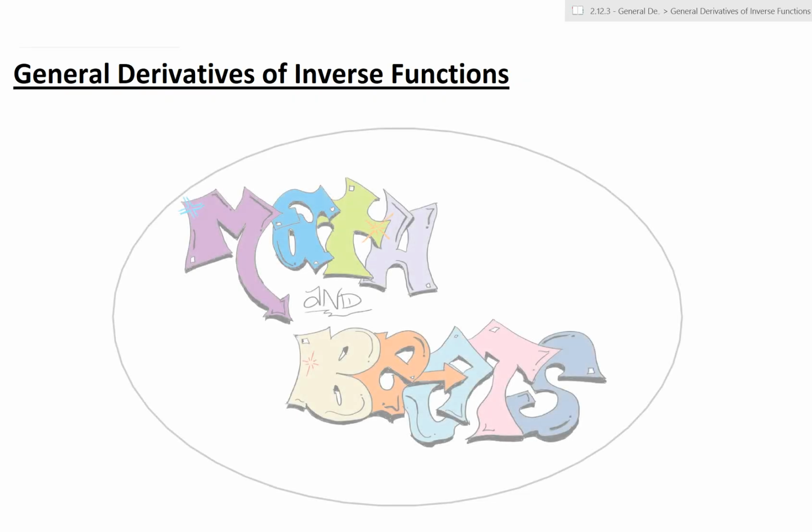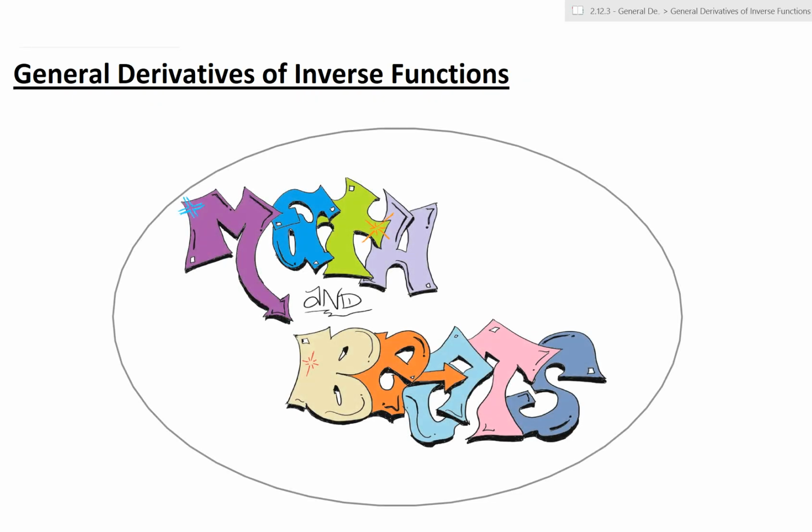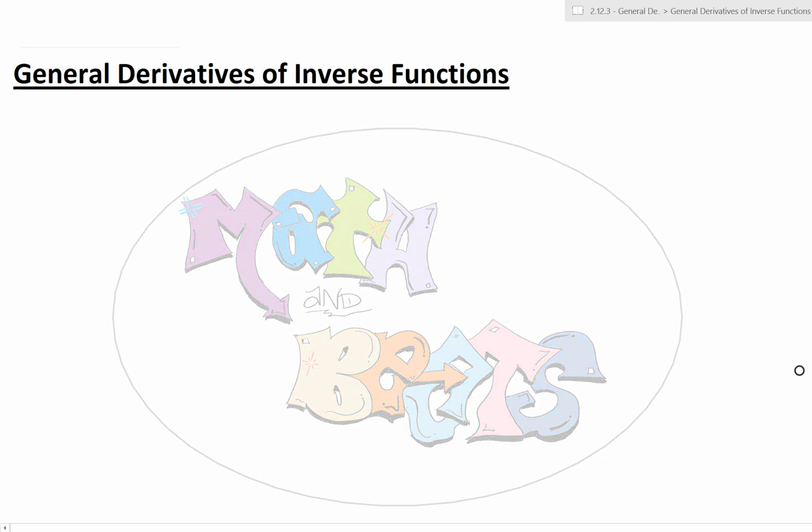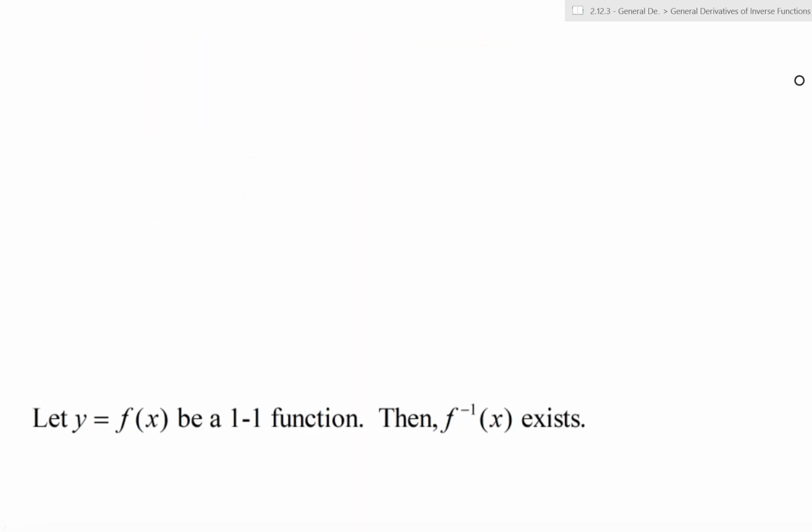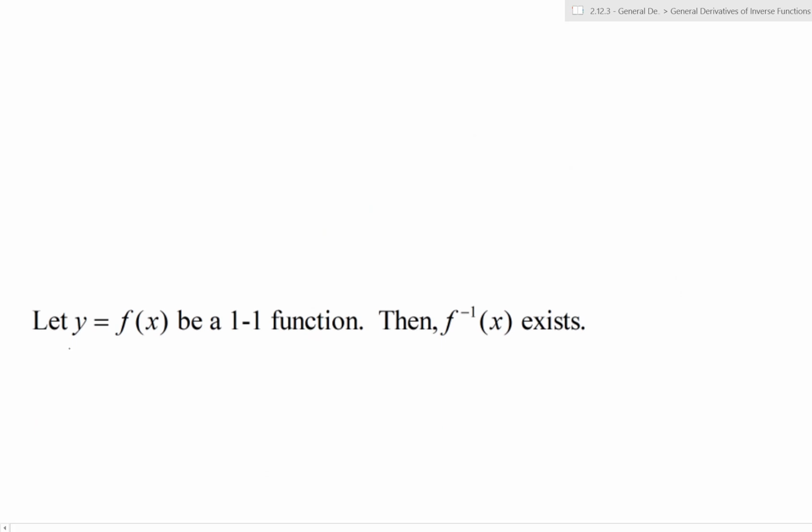Math and Beats. In this video, we're going to come up with the general derivative of an inverse function. Let's go. All right, we're going to assume that we got a function f of x, and that function is 1 to 1. Of course, if a function is 1 to 1, then its inverse function, f inverse of x, exists.